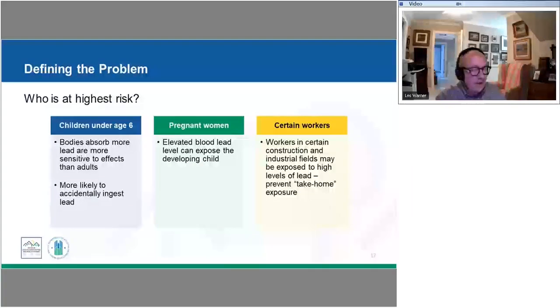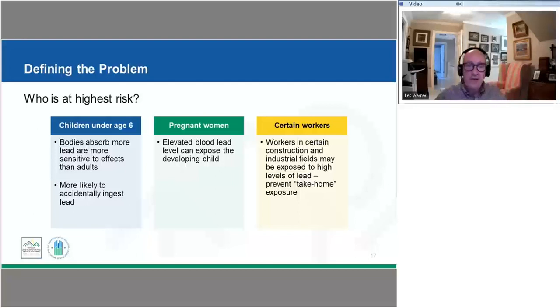So, as I mentioned, the highest risk group that we're trying to protect are children that are under the age of 6. They're in a high growth mode. Their bodies are absorbing more lead than we would see in an adult, and so they are more at risk on that. We'll talk about some of the ways that they also might accidentally ingest the lead. In that same high-risk group would also be pregnant women.